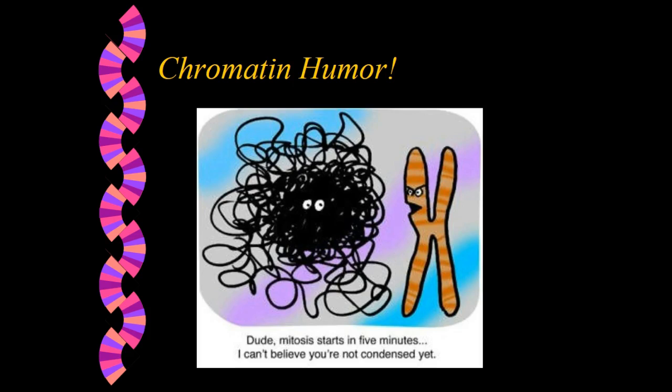And so we have a chromosome, and we have chromatin, and the chromosome is mad and says, dude, mitosis starts in 5 minutes. I can't believe you're not condensed yet. And he just looks shocked, like, how is he going to condense in 5 minutes and be ready for mitosis? But alas, he will, and this chromosome or mess of chromatin will condense into an X-shaped chromosome. And so we can see here that this would be the centromere, this would be a sister chromatid, this would be a sister chromatid, and they don't typically have eyes and a mouth. But that's what makes it funny.